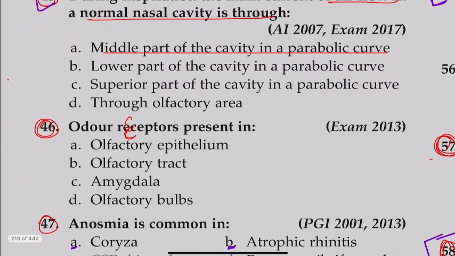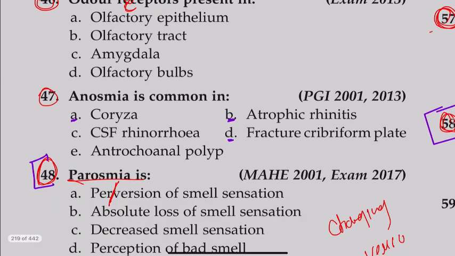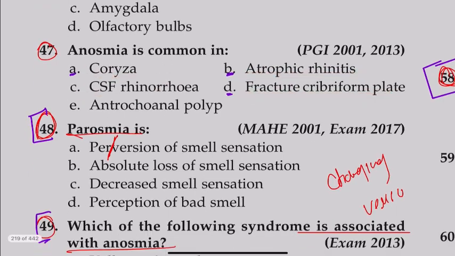The odor receptor is present where? In the olfactory epithelium, right? Anosmia is common in coryza, also in atrophic rhinitis, and also in fracture of the cribriform plate. So these are the right answers, right?